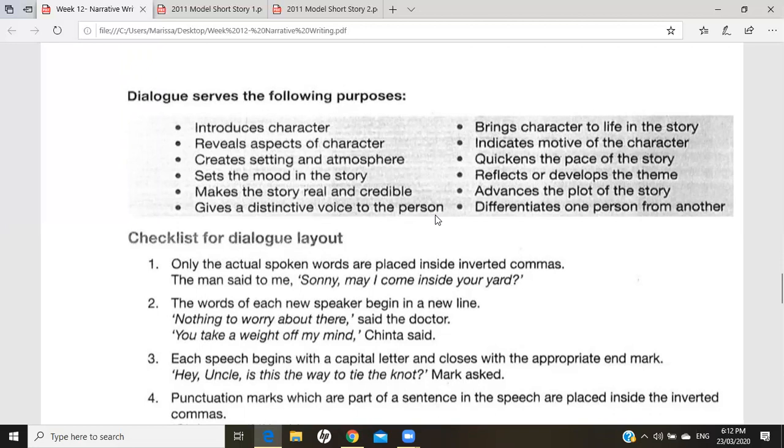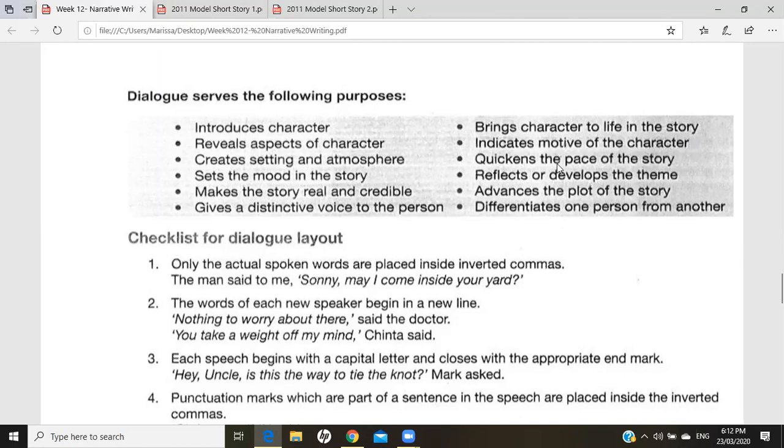So maybe you know that, okay, this character always speaks in dialogue, this character always speaks angry. So it gives a distinctive voice to the different characters. It brings the character to life in the story. It indicates motive of the character. So maybe by what the characters say, you will get an idea as to their motive or their purpose or what they want to accomplish in the story.